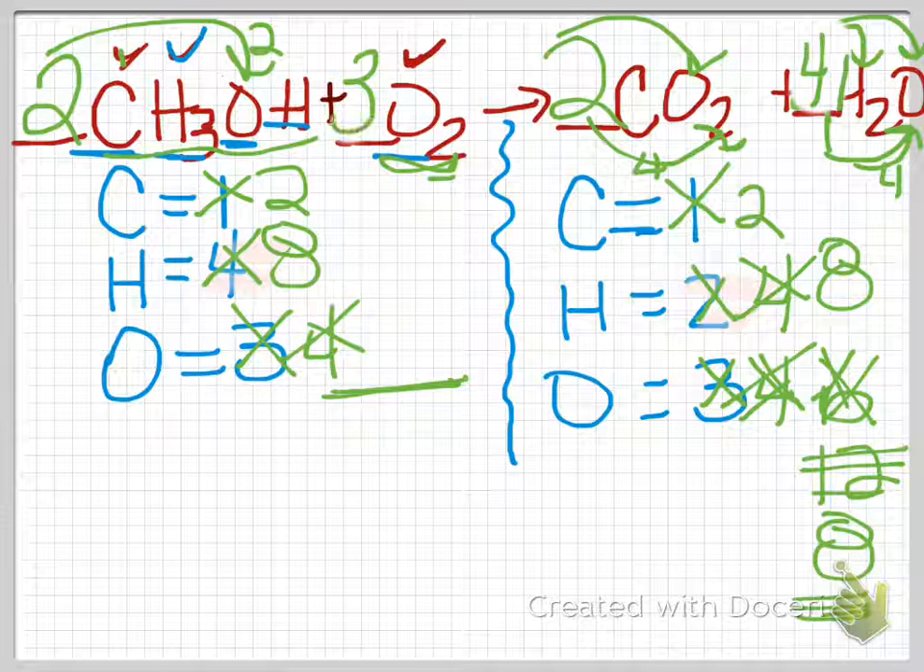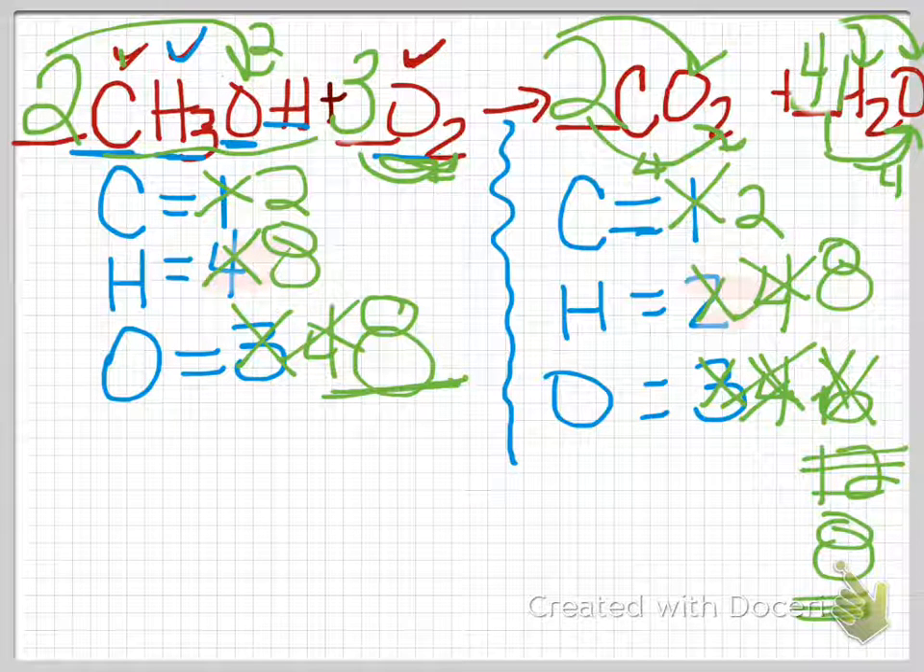Can you see with me that 3 times 2 makes 6, plus 2 more would make my 8. So 3 times 2 is 6, plus those 2 that I have over here with the CH3OH is going to make my 8. So now I have 8. Now I probably should have chosen an easier one, but I didn't.